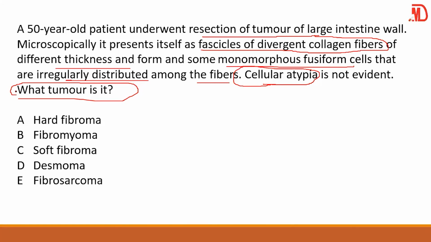In hard, we have many fibers but few cells. So here we are having fascicles of divergent collagen fibers of different thickness and form. And again, it is clear that there are a lot of fibers present. And so therefore, we can easily go for hard fibroma. So ladies and gentlemen, this is hard fibroma.